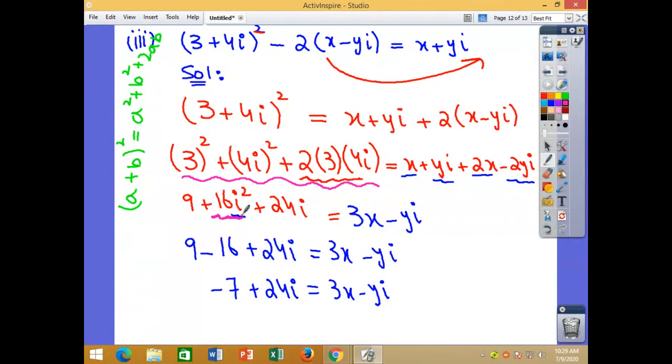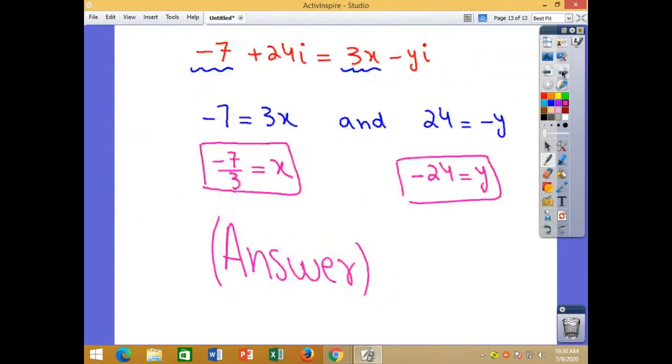i² is negative 1. We write it as negative 16 because i² is negative 1. When negative 1 is multiplied by 16, it becomes negative 16. And after simplification, negative 16 and 9, we have negative 7. Okay. And on the next step, we equate the real part with the real part and the imaginary part with the imaginary part.